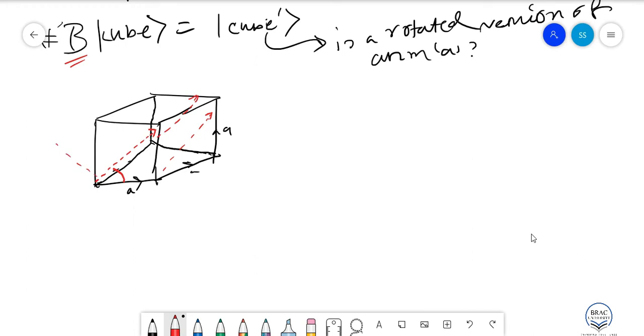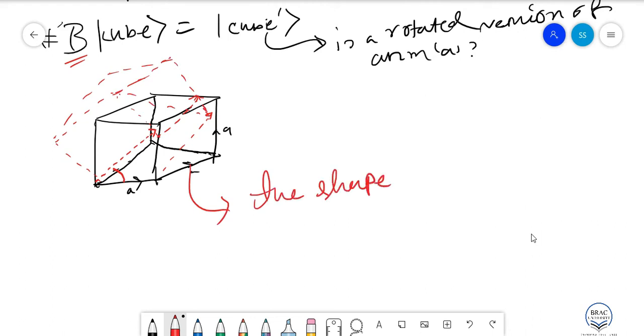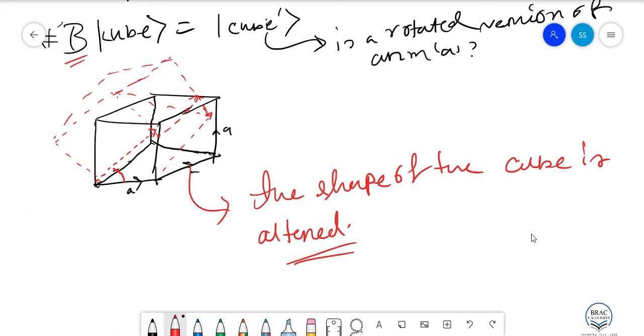So what will happen is that the cube won't be a cube anymore. It will become a parallelepiped. Okay, so the drawing is pretty horrible, but you get the idea. So here the shape of the cube is altered. So far we have noticed these two things, right?